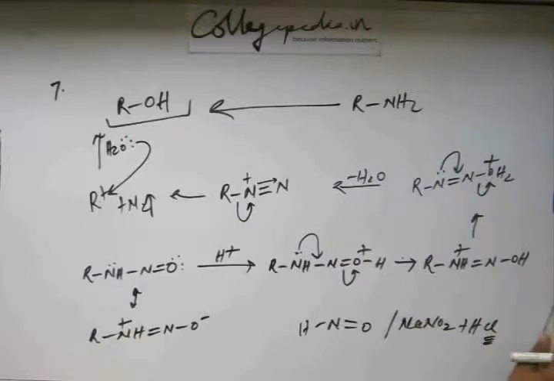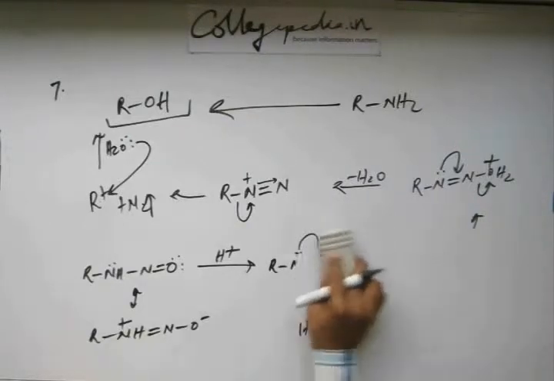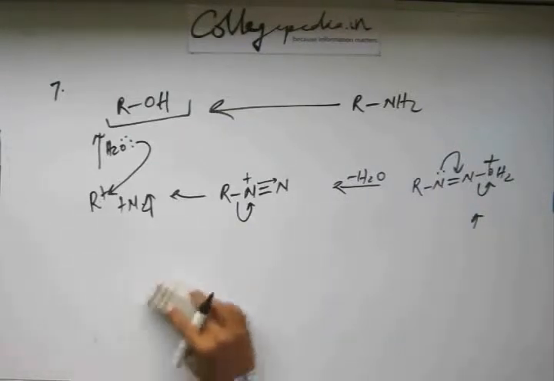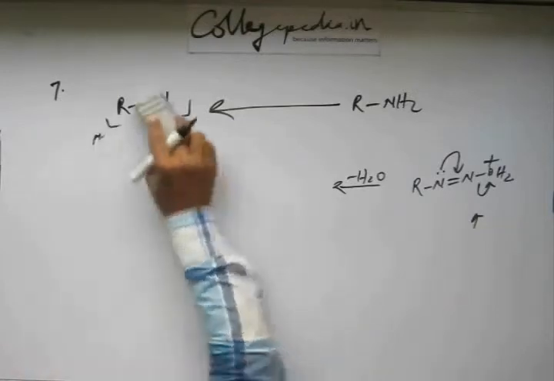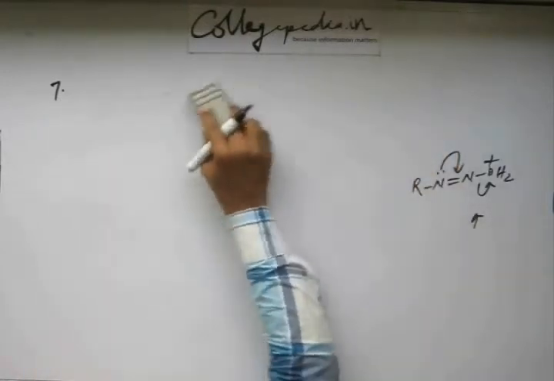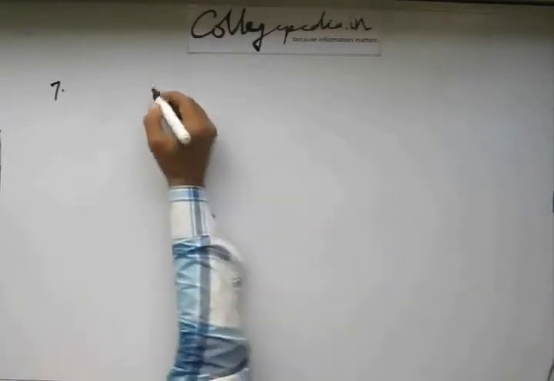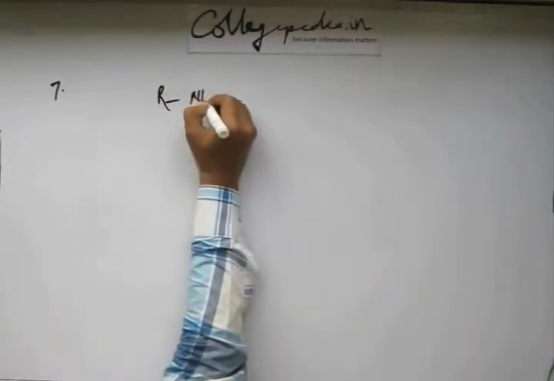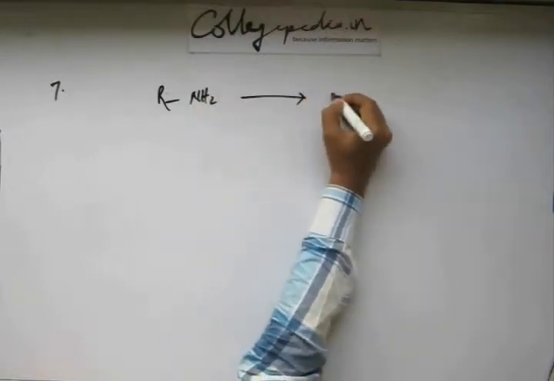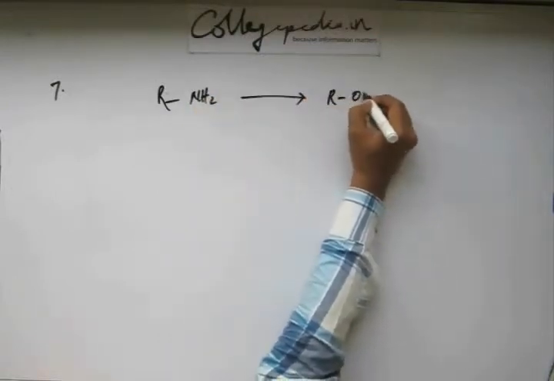Fine. So the bottom line is, if you have taken 1 degree amine and made that 1 degree amine react with either sodium nitrite with HCl or nitrous acid, that 1 degree amine is going to convert into an alcohol like this.